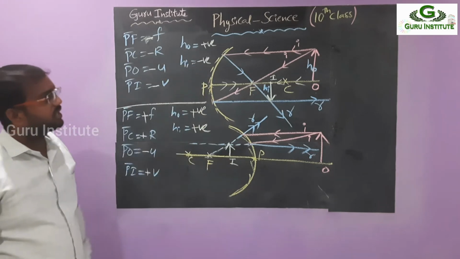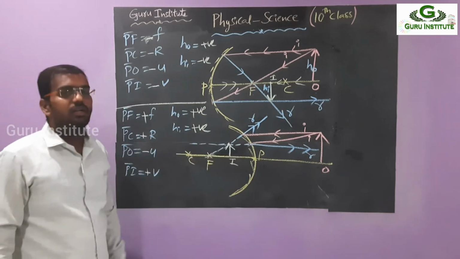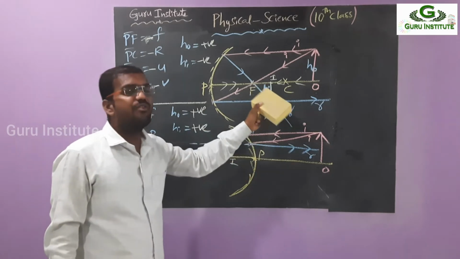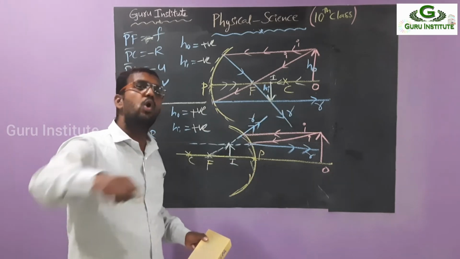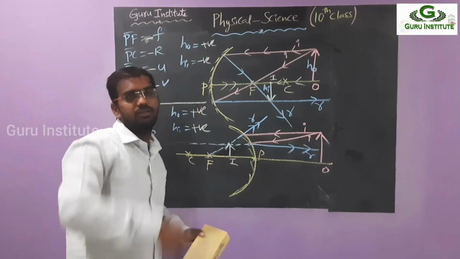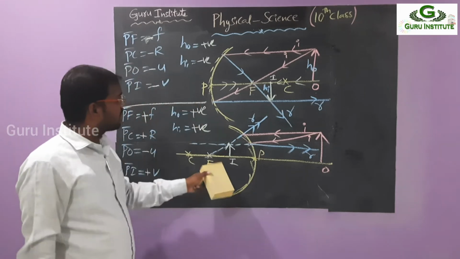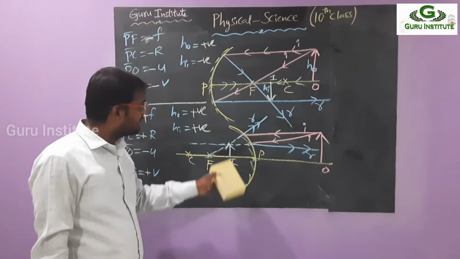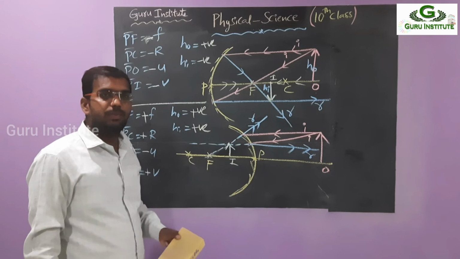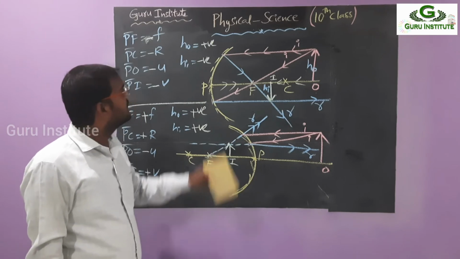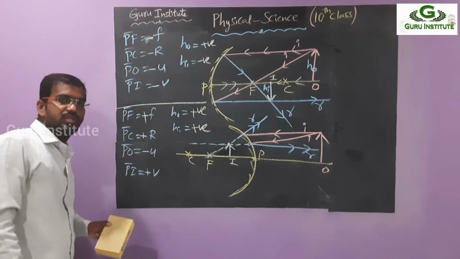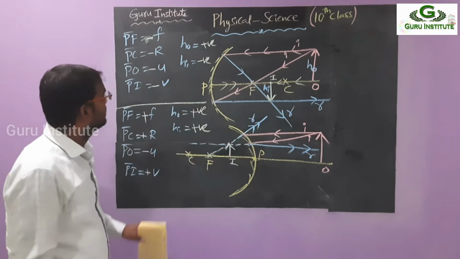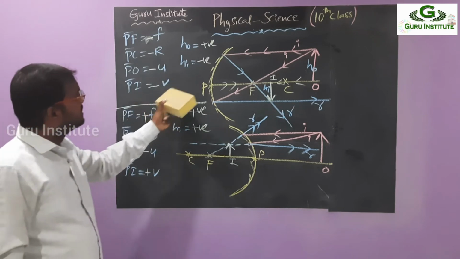From this, what can we conclude? For a concave mirror, the image is always inverted and below the principal axis. Why? Because it's the inverted one. And coming to the convex mirror, the image is erect and should always be above the principal axis. Are you clear? This is about the sign convention rules applied to both the mirrors. Okay, so image distance is over.